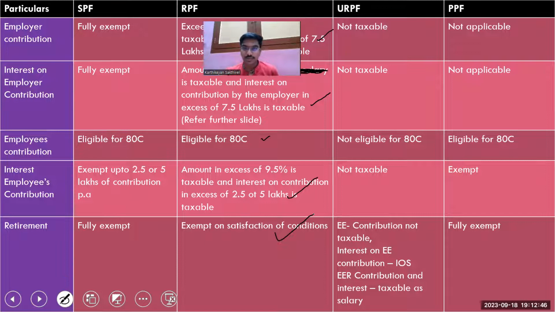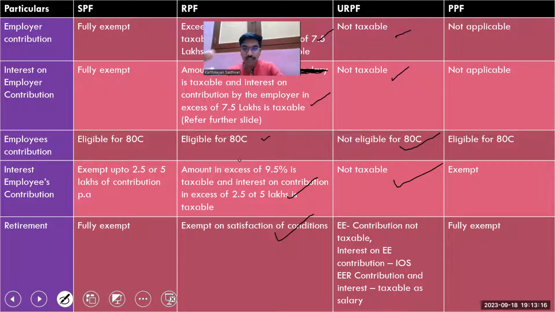Now we'll go to the third point, which is the unrecognized provident fund. As far as the unrecognized provident fund is concerned, the employer's contribution is not taxable. Interest on the employer's contribution is also not taxable. The employee's contribution is not eligible for ATC. Interest on the employee's contribution is also not eligible for ATC. However, if a lump sum payment is received, the employee's contribution alone is not taxable.